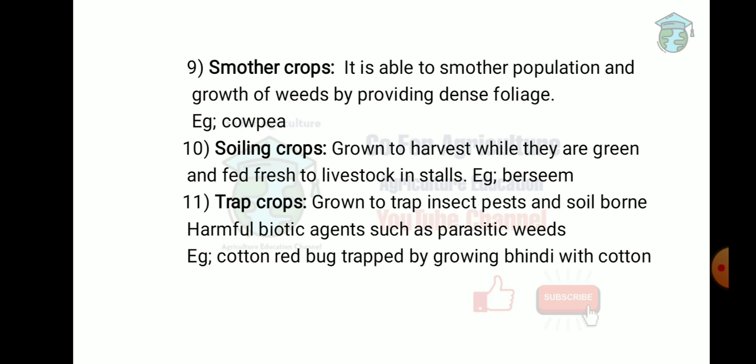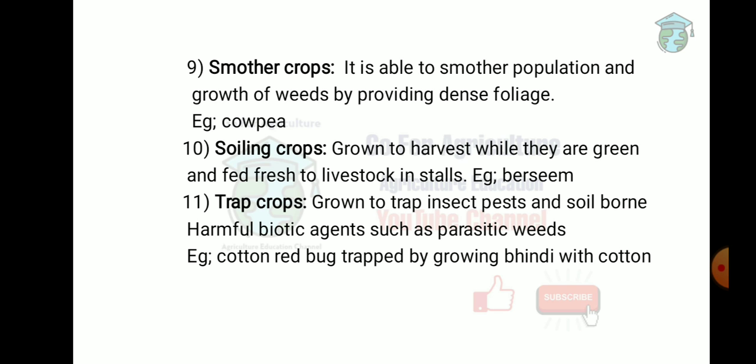Next question, the crops that are grown to be harvested while they are green and fed fresh to livestock in stalls are known as soiling crops. These crops are generally harvested while they are fresh and green only for feeding livestock. Example berseem. This is called soiling crops.